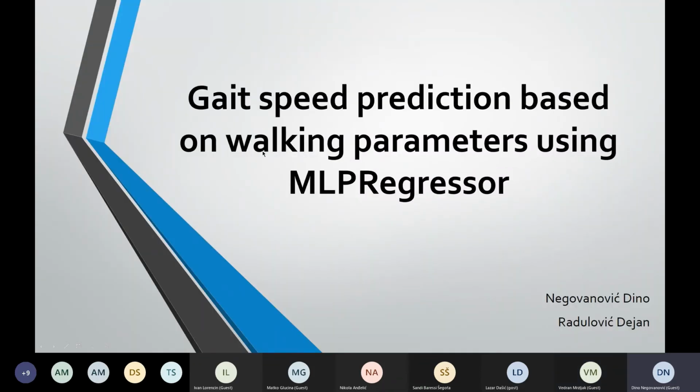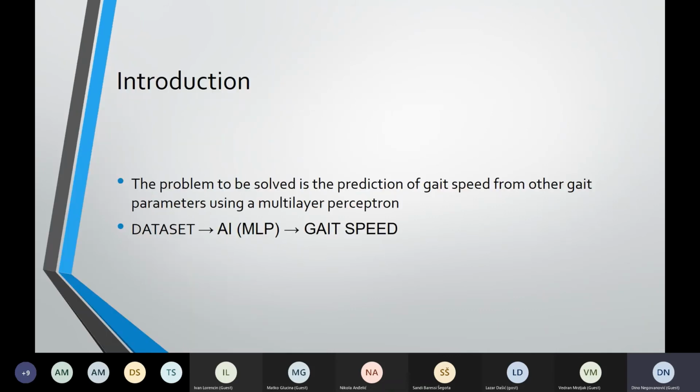Okay, hello everyone, my name is Dino Negovanovic and today I will present an article on which colleague Dejan Radulovic and I were working, titled Gait Speed Prediction Based on Walking Parameters Using MLP Regression. So as an introduction, the problem to be solved is predicting gait speed from the other gait parameters using a multi-layer perceptron. By applying the methods of artificial intelligence, more precisely the multi-layer perceptron, it is possible to regress the gait speed values from the dataset.